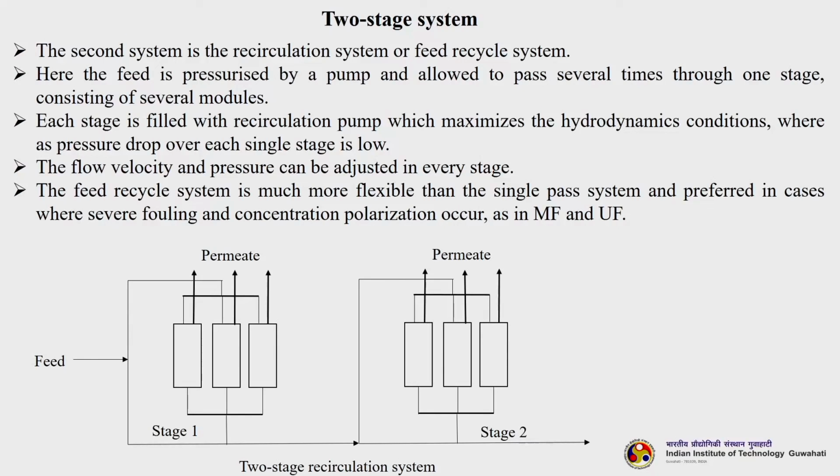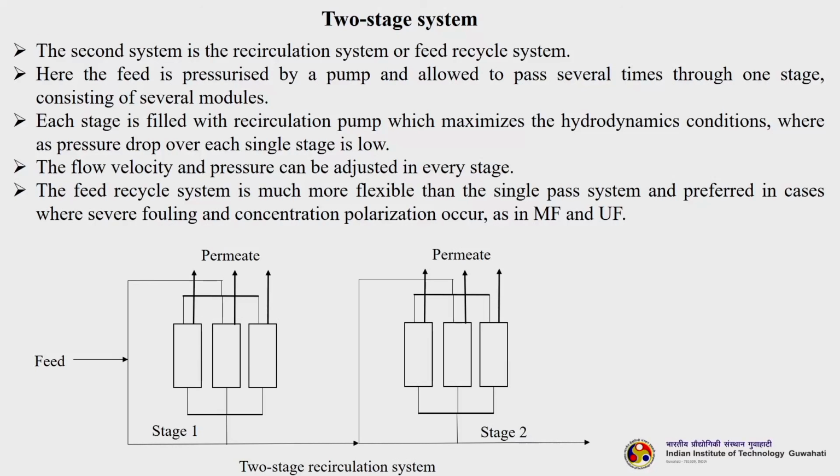So, each stage is fitted with a recirculation pump which maximizes the hydrodynamic conditions and where pressure drop over each single stage is low. The flow velocity and pressure drop can be adjusted in every stage. The feed recycle system is much more flexible than the single pass system and preferred in cases where severe fouling and concentration polarization occur, as in the case of microfiltration and ultrafiltration.